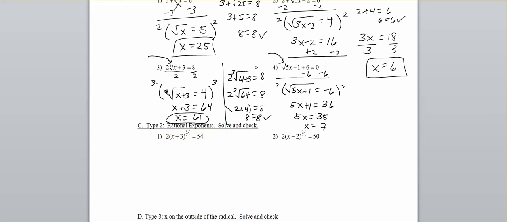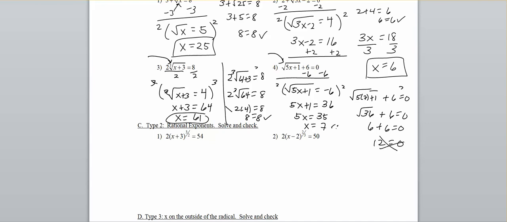So everything looks totally fine. Let's go ahead and check that. If I go ahead and check, and I put square root of 5 times 7 plus 1, and I'm going to add 6 to that, does that equal 0? Well, 35 plus 1 is 36. The square root of 36 is 6. Well, that's a problem. 12 does not equal 0.